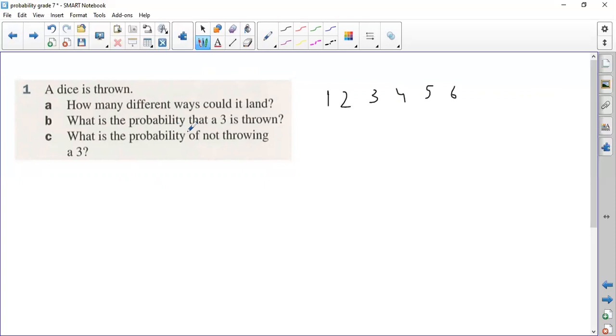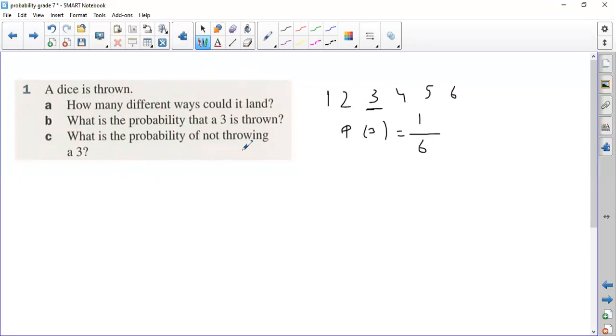What is the probability that a 3 is thrown? So in total, all possible outcomes are 6. To get a 3, it means I have only one possibility. So the probability for getting 3 will be the number of 3s that I can get, which is 1, over the total number of outcomes, which is 6. So it will be 1 over 6.